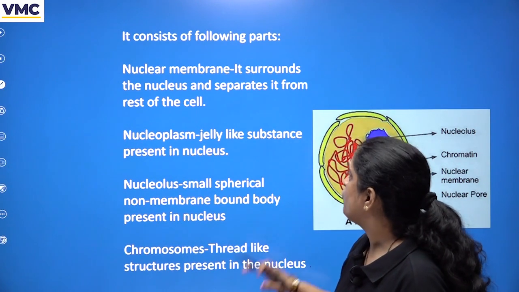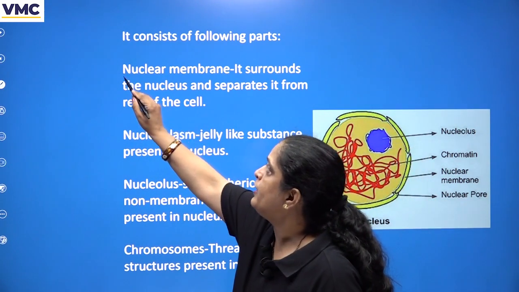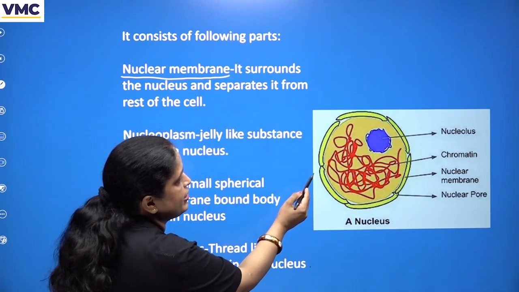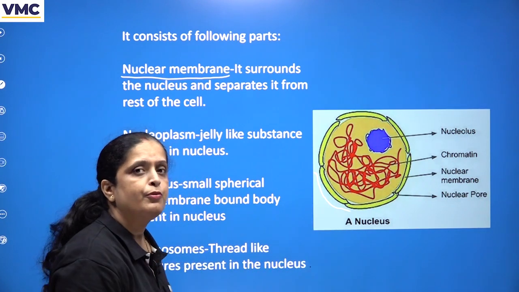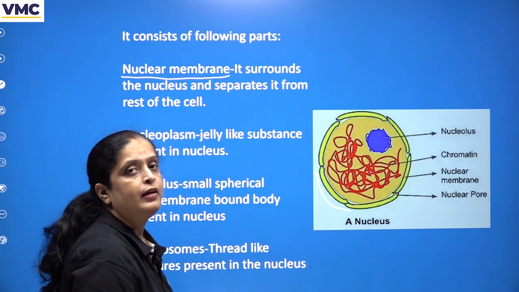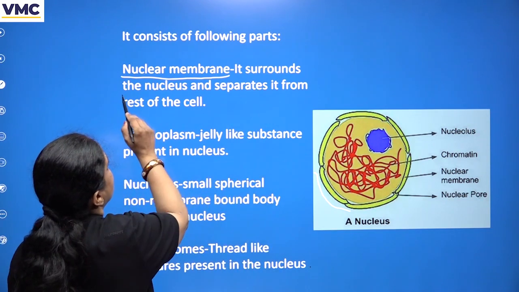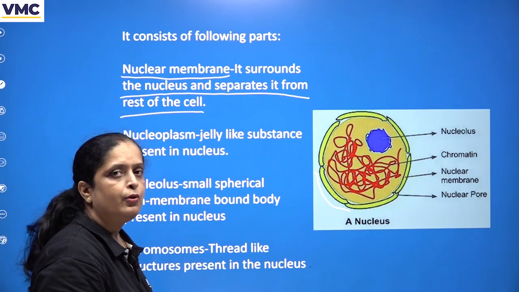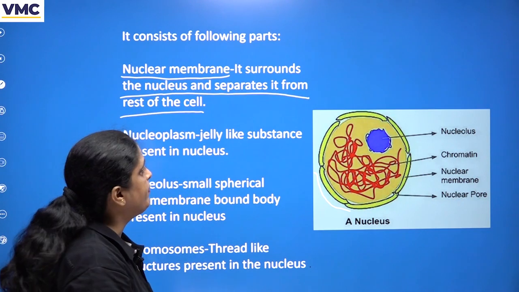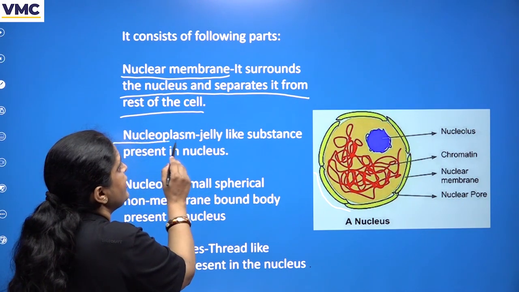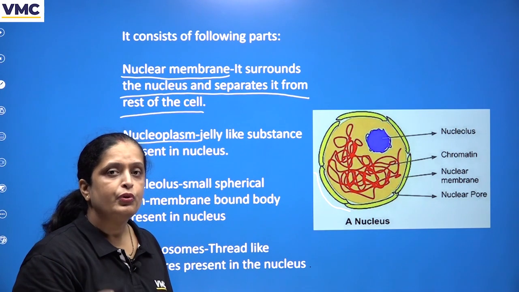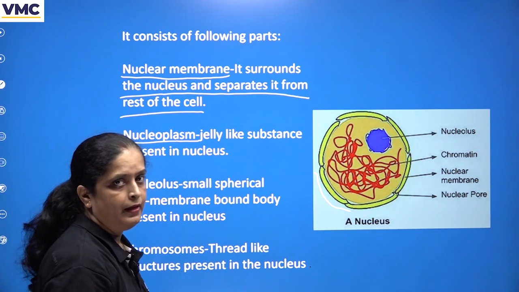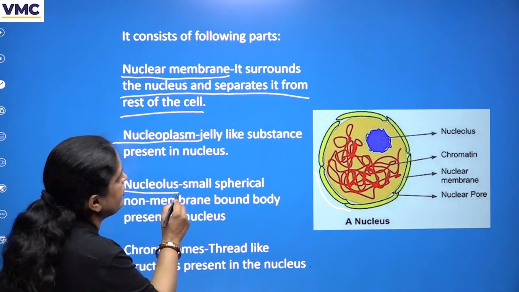Let's understand more about what is inside the nucleus. Nuclear membrane. Nuclear membrane is the outermost enclosing structure. ये जो बाहर का part है, the outermost enclosing structure is called the nuclear membrane. Nuclear membrane surrounds the nucleus and separates it from the rest of the cell. Nucleus को enclose करके रखता है nuclear membrane. उसके अंदर जो jelly like substance है, jelly like substance within the nuclear membrane covering the whole nucleus is known as the nucleoplasm. उसके अंदर एक छोटा सा न्यूक्लियोलस होता है.